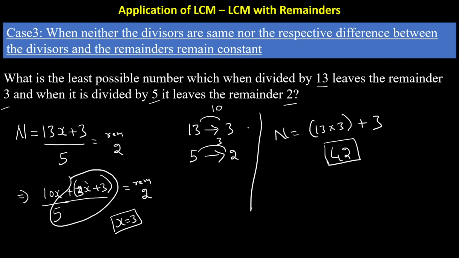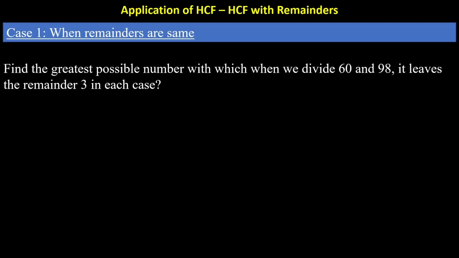Now, let us see the cases of HCF. Let's see the application of HCF, that is, HCF with remainders. Case 1, when remainders are the same. We need to find a number with which when we divide 60 and 98, it should give the remainder 3 in each case.